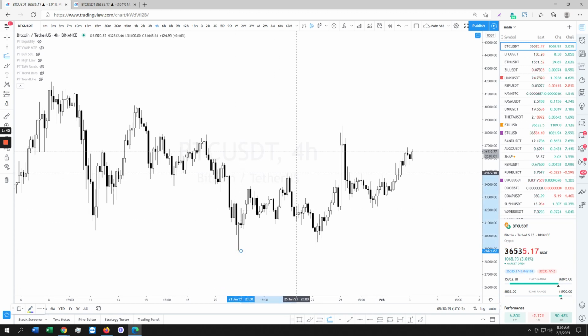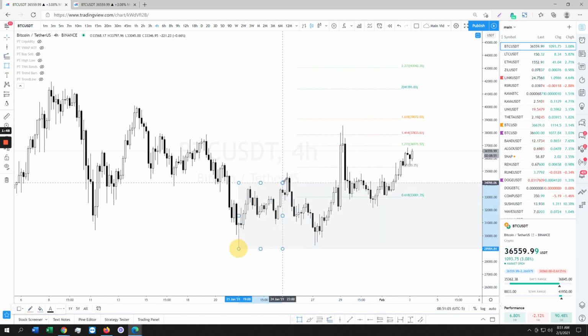you have your higher high, then you have your higher low. We're strictly playing with this structure. The reason I'm playing with this structure over here is because this is the structure.